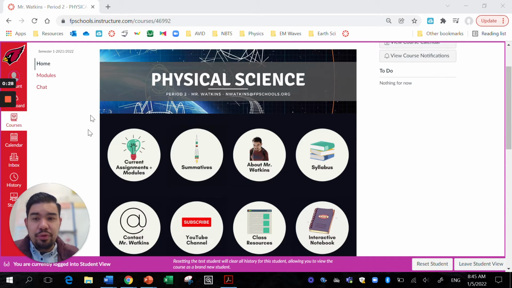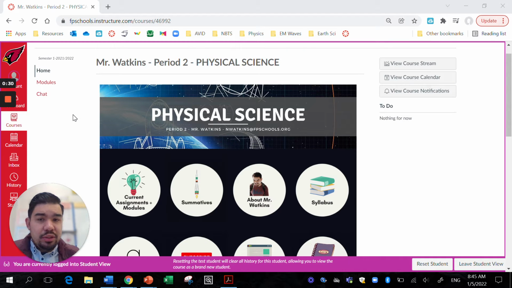They have access to a few different resources, but what students are mostly using is the modules. So they can access their modules here. They can also access their modules in this initial button here.